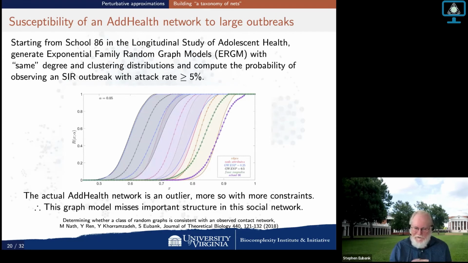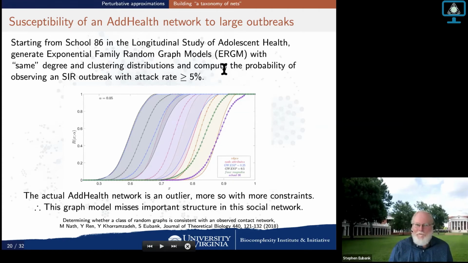Using all those tools I've described, we have ways to assess the reliability of fairly large networks. So I'm going to look at School 86 in the AdHealth data. The reason I'm looking at School 86 is because there's an R package on exponential family random graph models that builds random graph models from the data for School 86. And those networks, within the ERGM assumptions, have the same degree distribution, the same clustering distributions, and you can constrain other statistics too under this ERGM mechanism.